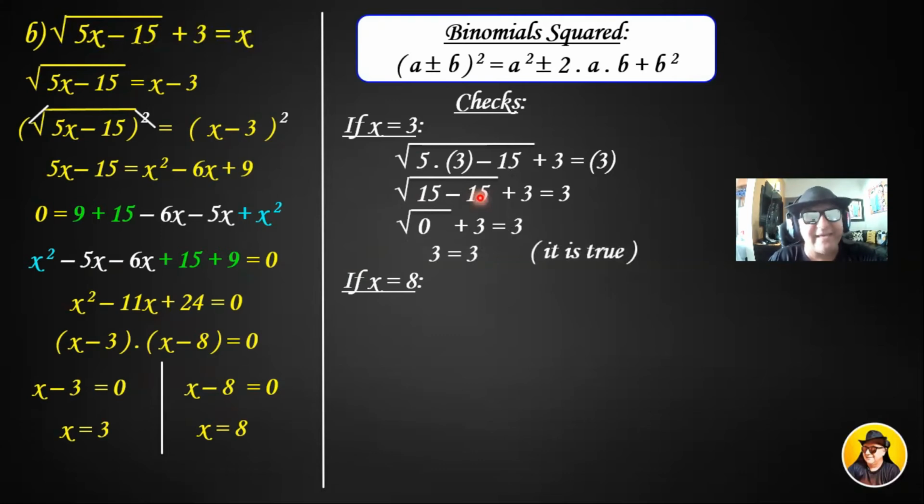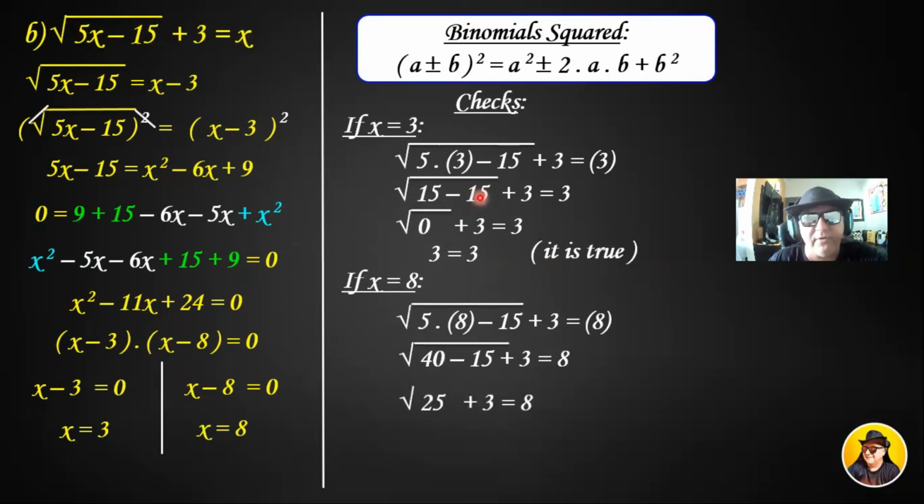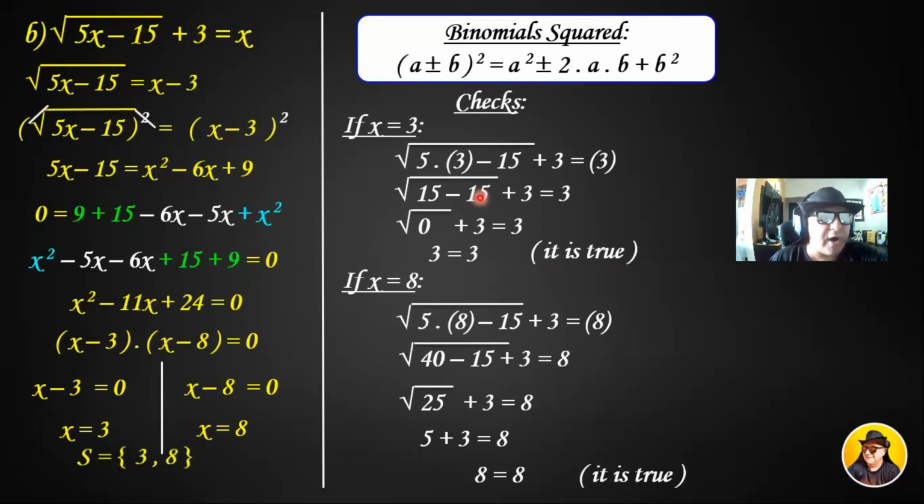Now let's see if x is 8. Replacing 8 into the irrational equation, I have that 5 times 8 is 40, and 40 minus 15 is 25. The square root of 25 is 5. So 5 plus 3 is 8. Obviously, we see that 8 is 8. So it is also true. It means that both answers are right. So the solution set for that irrational equation up there is 3 and 8. So question letter B is done.